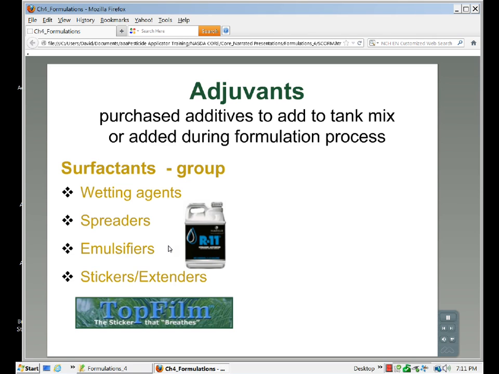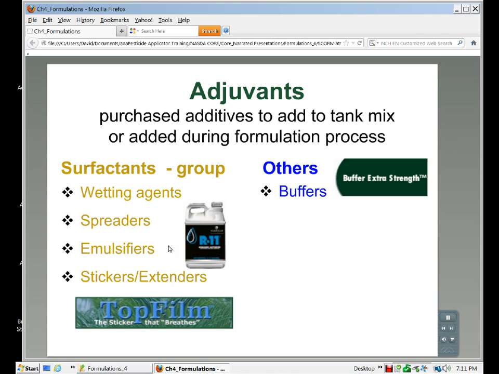This type of adjuvant is important when applying a pesticide to a plant with hairy or waxy leaves. Make sure you read the pesticide label before you use an adjuvant because many pesticides have very specific recommendations regarding surfactants. There are a variety of other adjuvants as well. Buffers are critical for some products that would immediately break down when mixed in hard water. The buffer is added to the spray water to change its pH prior to adding the pesticide.